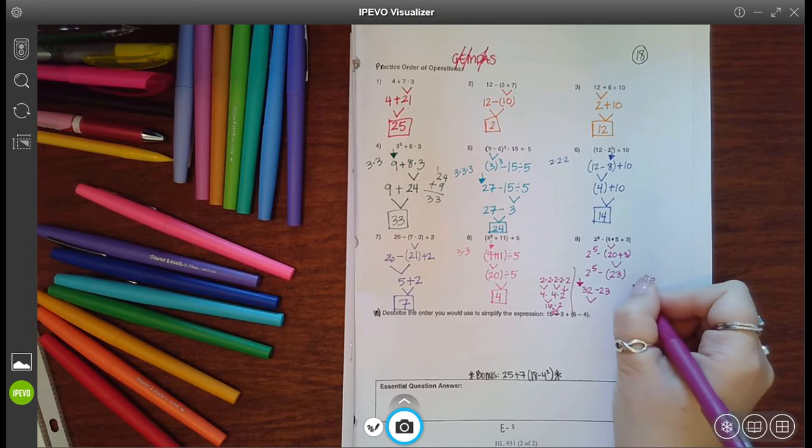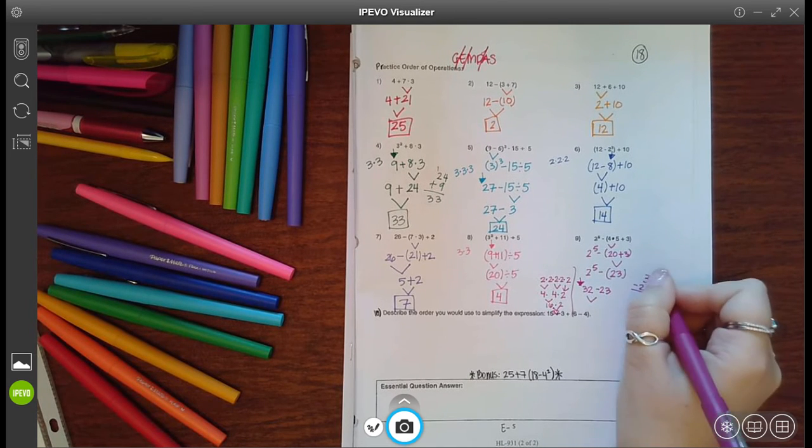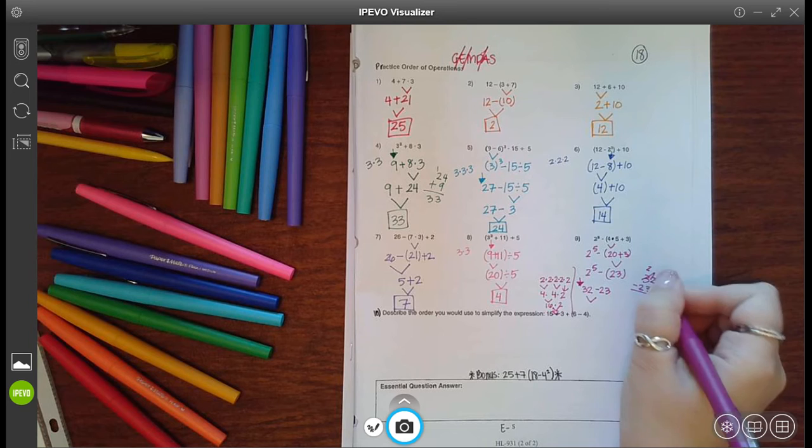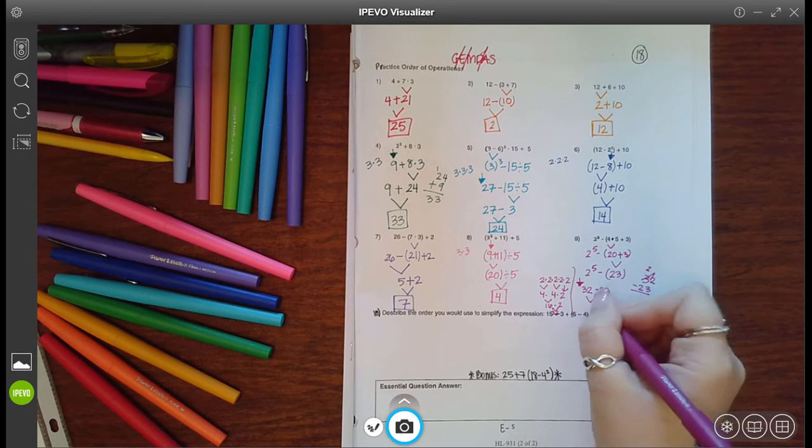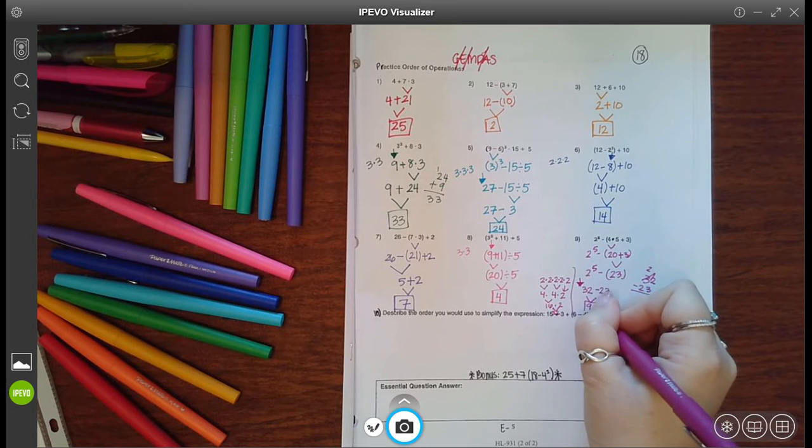Again, please don't be afraid to work that out off to the side so you don't make a mistake. 32 minus 23 is 9. So that simplifies to make 9.